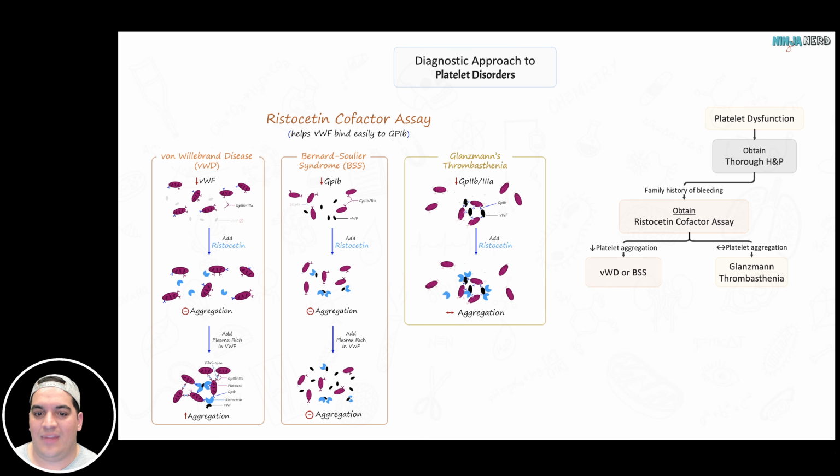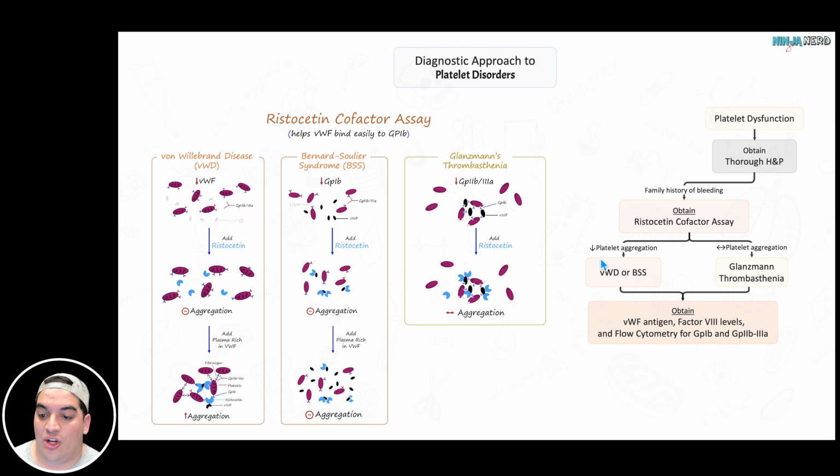All right? Now, from here, once you've done this, you get a pretty good idea if they don't aggregate and how they respond to von Willebrand factor, or if they do aggregate and how they respond to ADP. But what we want to do is confirm. And so we're going to check the von Willebrand factor antigen and the factor VIII levels, because if von Willebrand factor is deficient, factor VIII levels also decrease. And we're going to do flow cytometry to look for specific proteins and see if they're decreased, GP1B and GP2B3A.